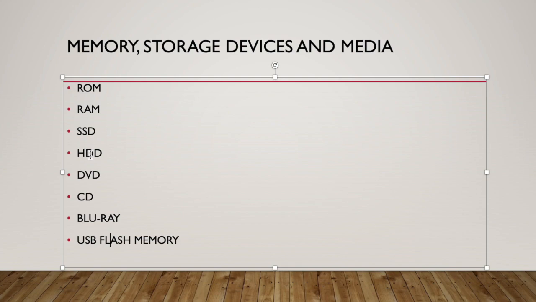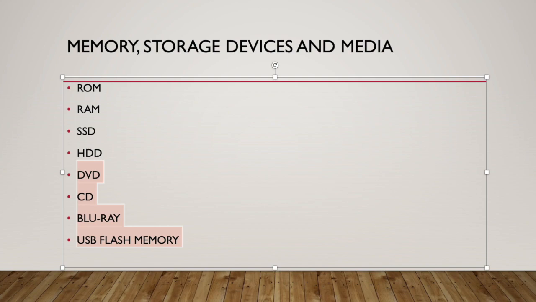Also, you need to know the difference between primary, secondary, and offline storage. Primary storage is the storage inside your computer that has access to the CPU. Secondary storage is inside your computer, but it is not directly connected to the CPU. So primary is these two. Secondary is these two. And anything which is stored outside of the computer, you can remove it and store it somewhere else, but it keeps its data, is offline.